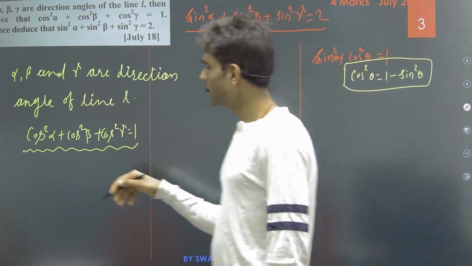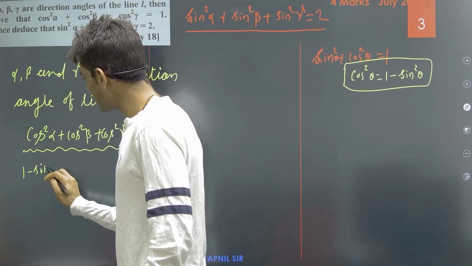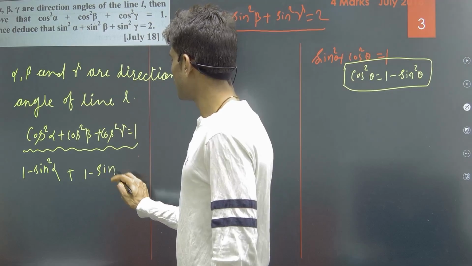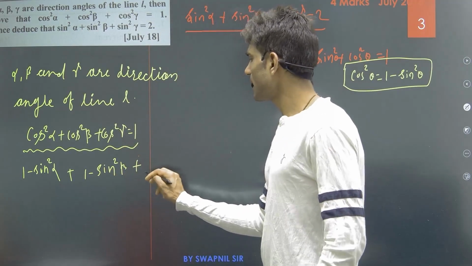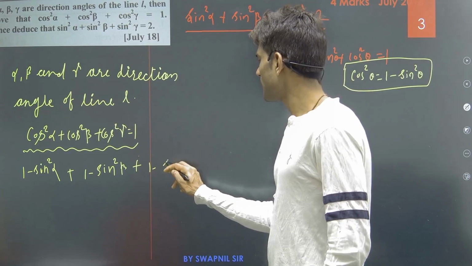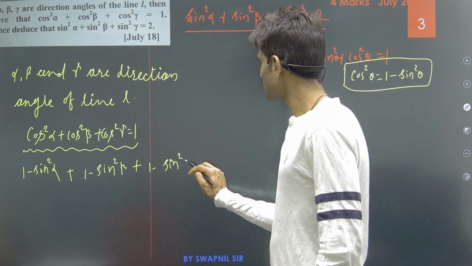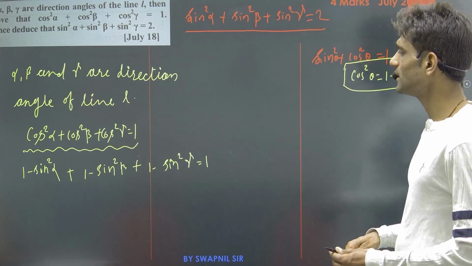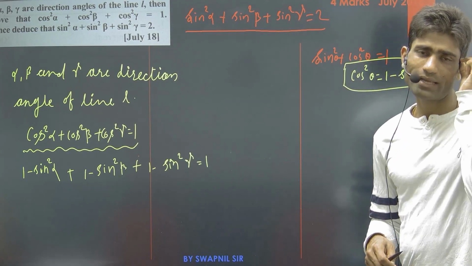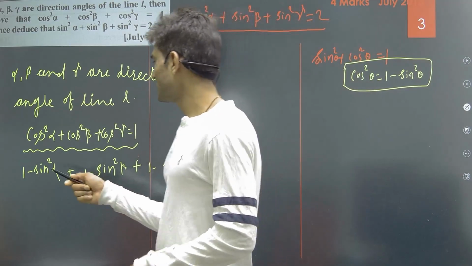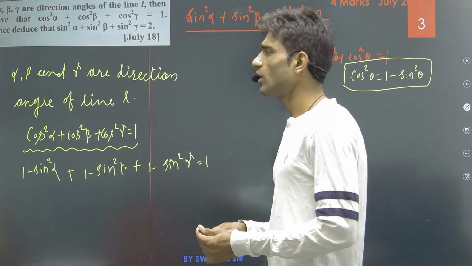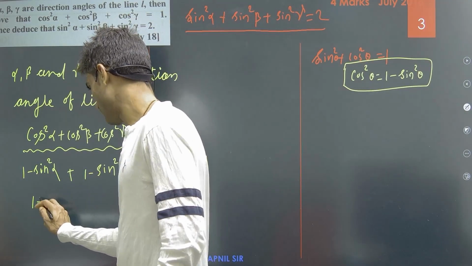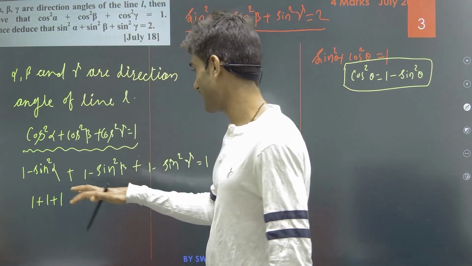So cos square alpha can be written as 1 minus sine square alpha, plus cos square beta written as 1 minus sine square beta, plus cos square gamma written as 1 minus sine square gamma, which is equal to 1. What I have done here is basically adjust the term cos square theta into 1 minus sine square theta. In our next step, we take the sine square terms together and all the constants together. So we take 1 plus 1 plus 1 separately.